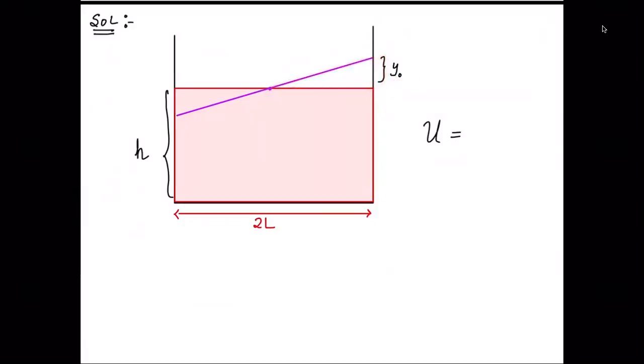Essentially, I can assume water from this part has shifted to this part. Everything else remains as it is. So to find the potential energy, I need the mass of this particular section, g, into whatever the height of the center of mass will be. The mass of this section is density into volume. What will be the volume of this section? The length is L, half of 2L, the breadth is b, and this height is y naught.